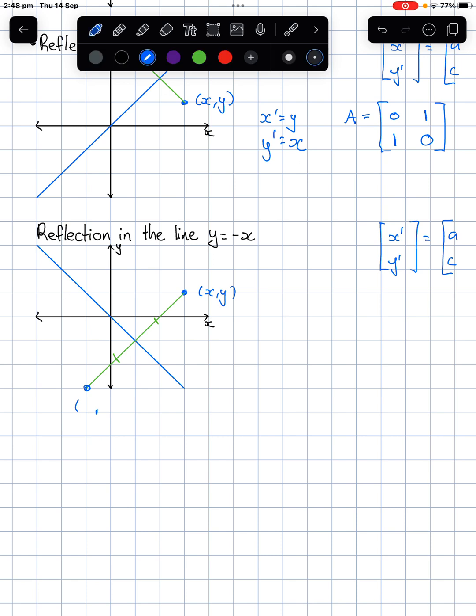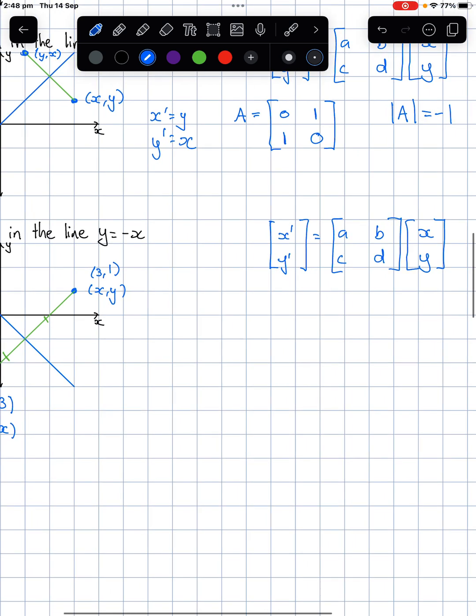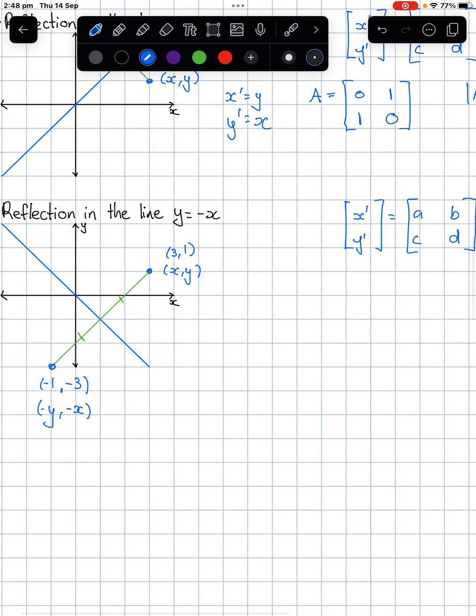So I've got a y coordinate of -3 and an x coordinate of -1, which means, and I'll write them there and just do this because it makes the patterning a little bit easier. So this means that we're actually looking at -y and -x here, which means for the transformation matrix, x transformed equals -y, y transformed equals -x.